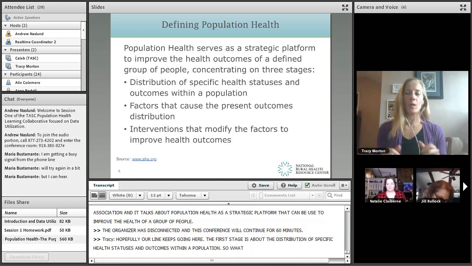The organizer has disconnected, and this conference will continue for 60 minutes.